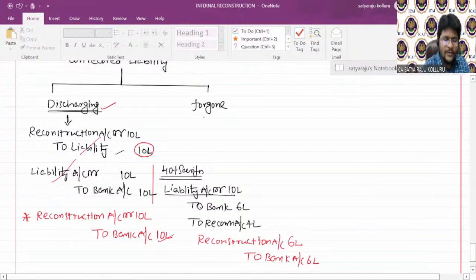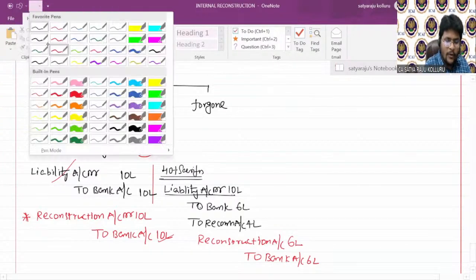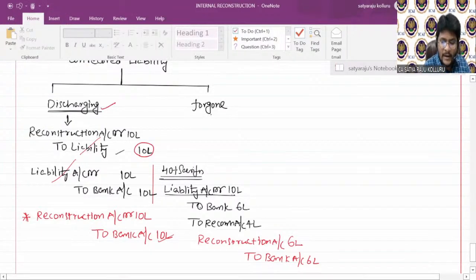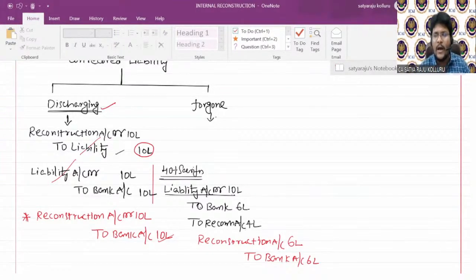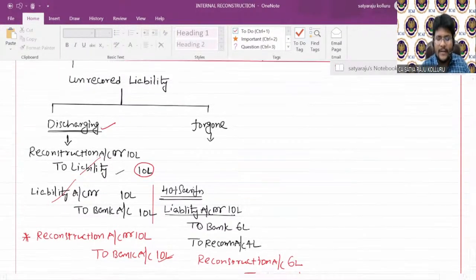Now coming to this situation, guys. Hope you are following. Slowly we are entering into the details, guys. Next, coming to the foregone case: sir, such an unrecorded liability is foregone by the other party.